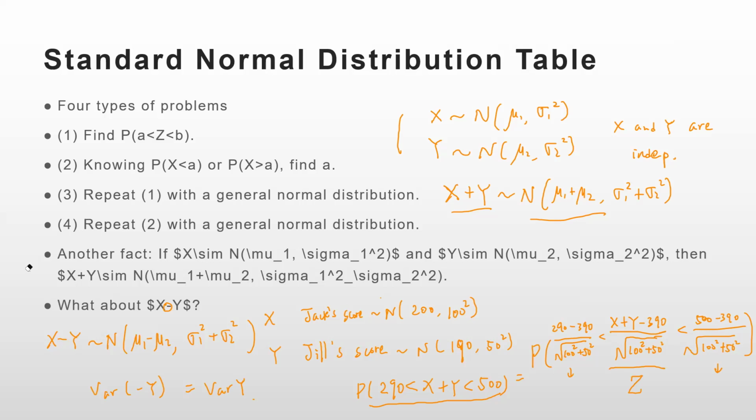Okay, I think it's probably too long. I'm going to stop here. There's another type of problem which is called normal approximation to binomial. I'll probably use a different video for this topic.